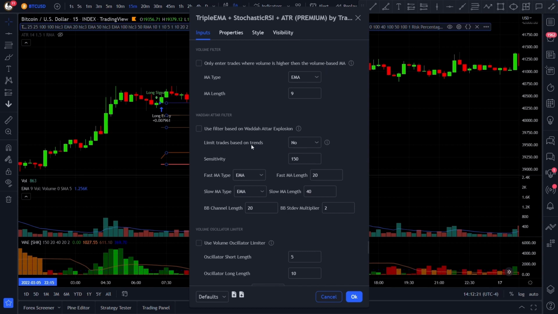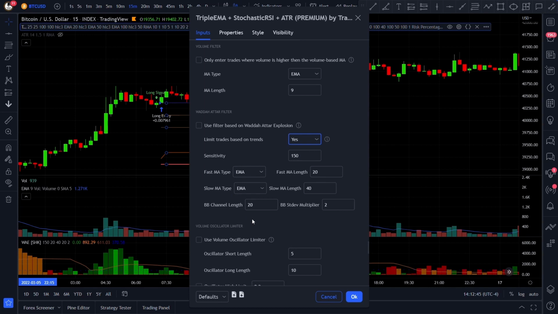If you check out the limit trades based on trends section, you will find 2 options, yes or no. If it is set to yes, the script can only enter into shorts when the Waddah Attar bar is red or orange, and only enter long when the bars are green or light green colored. And also the bars have to be above the 2 lines for a valid entry. You can modify all the other settings for the Waddah Attar right here in this section.